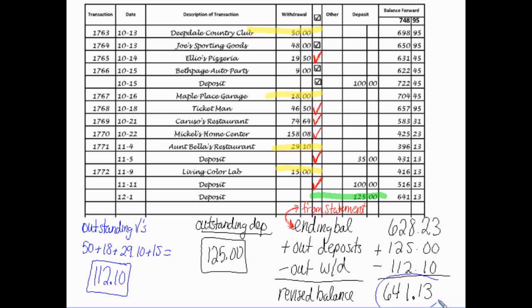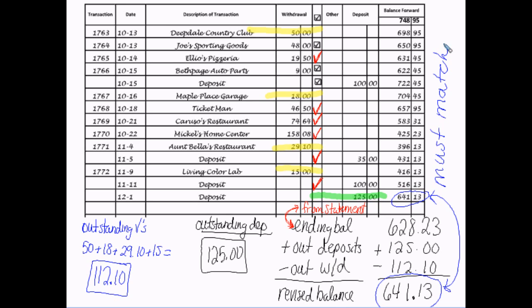This number and this number need to match. This number in your check register is the amount of money you think you have. This number on your revised balance is the amount of money that the bank will say you have once the checks and deposits clear.